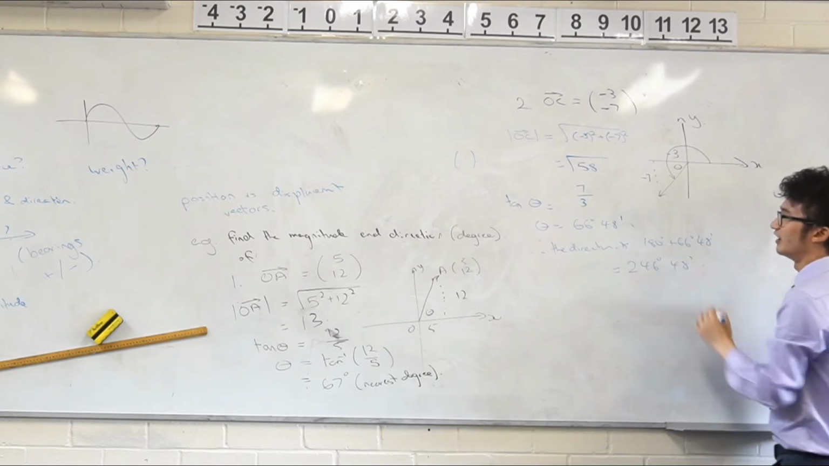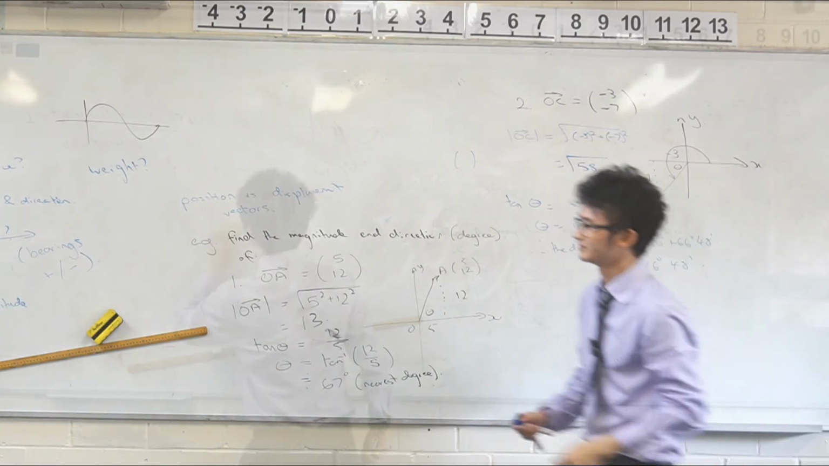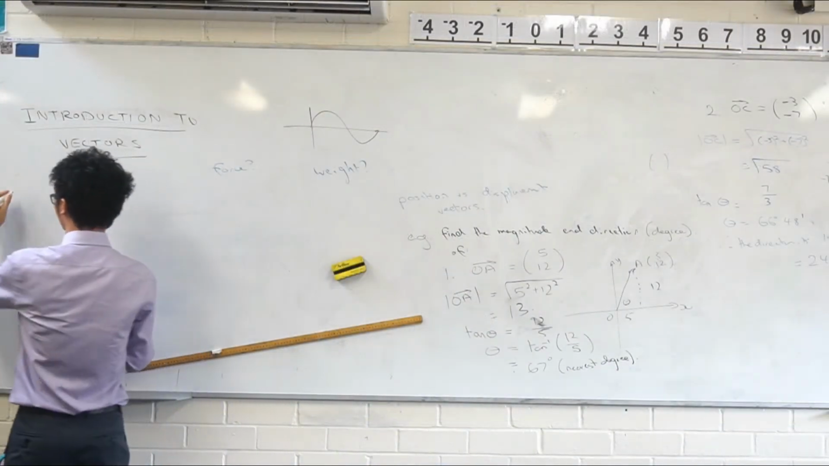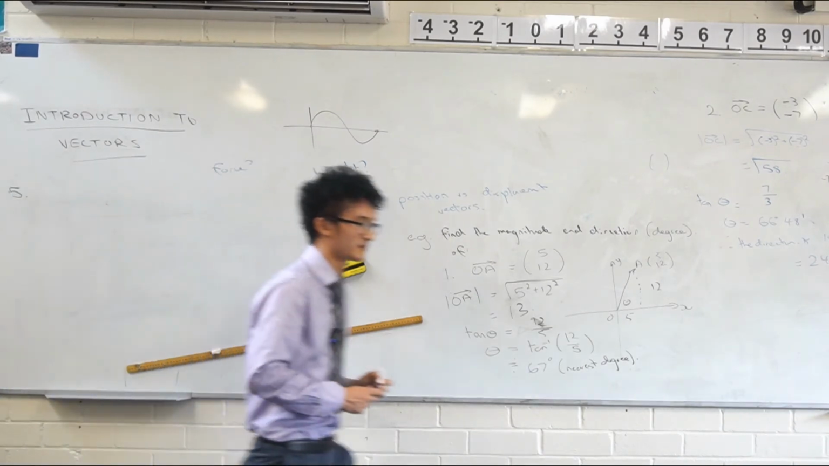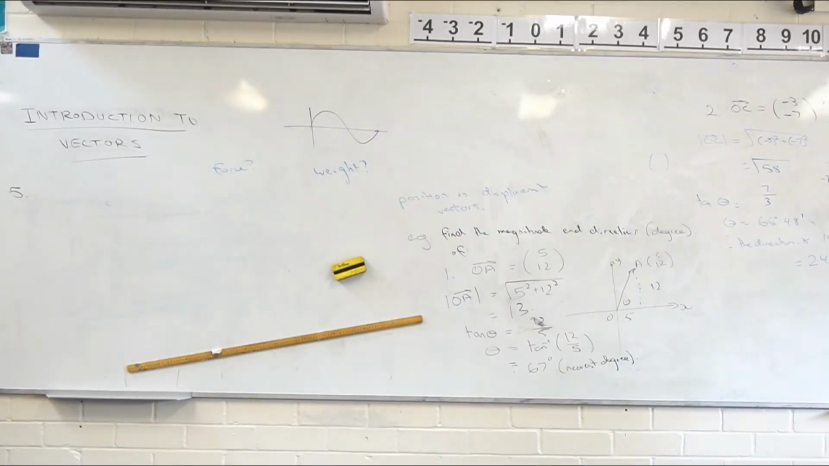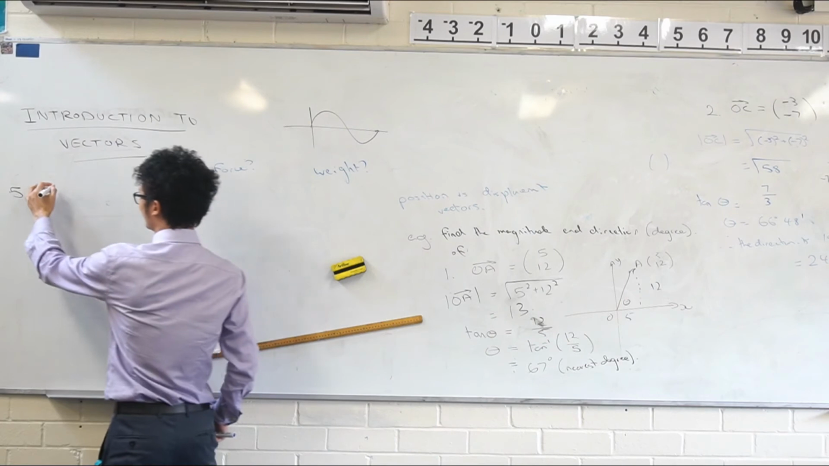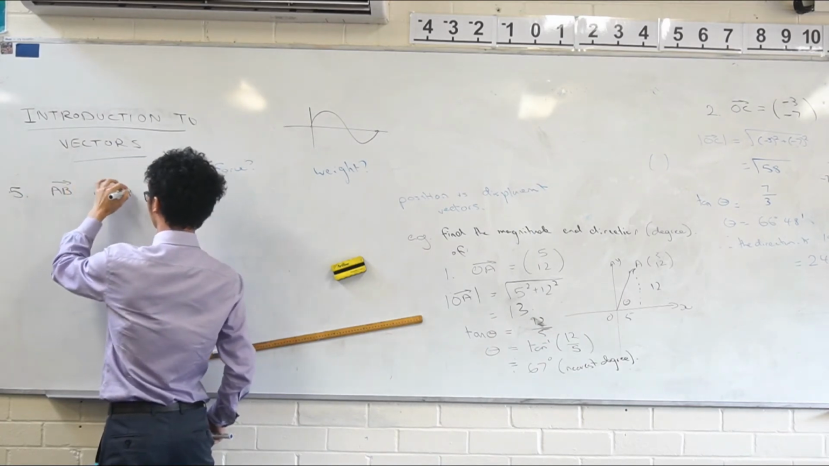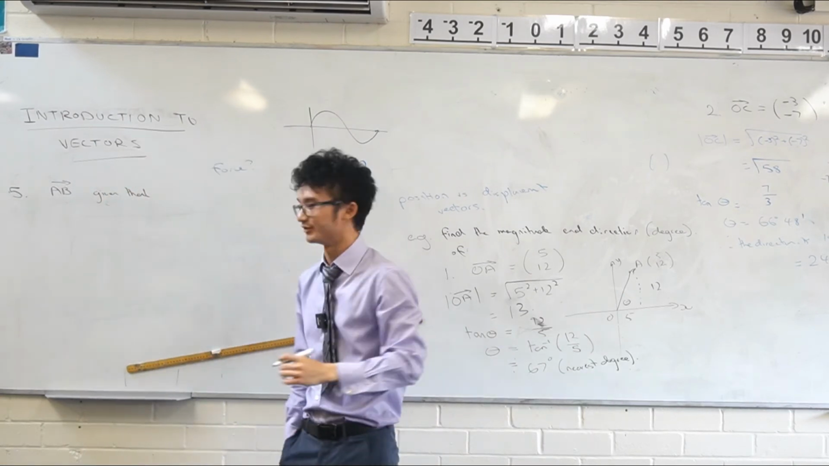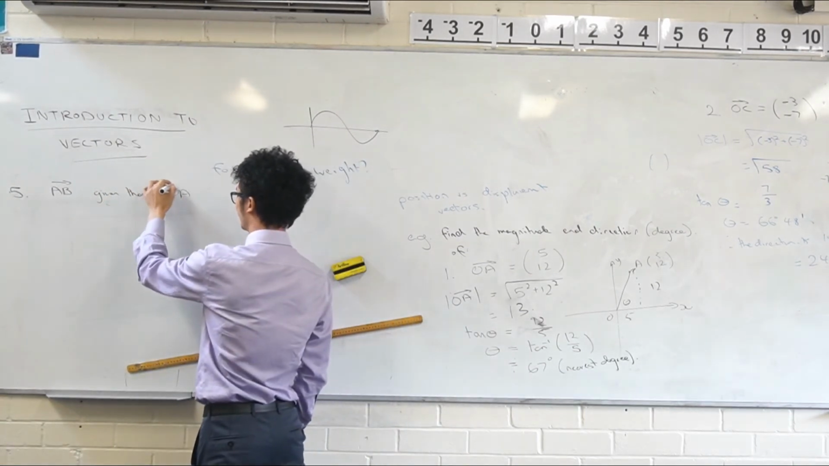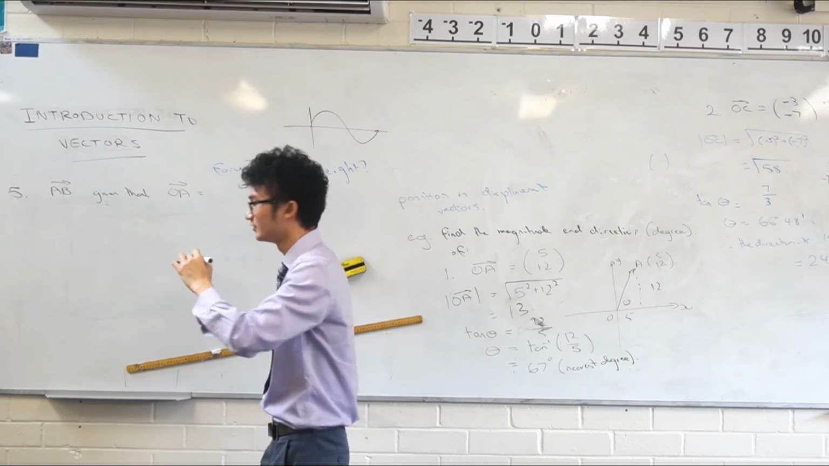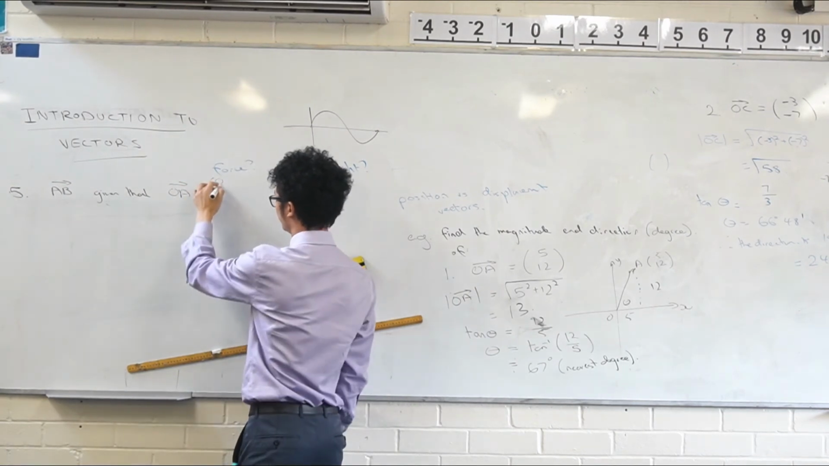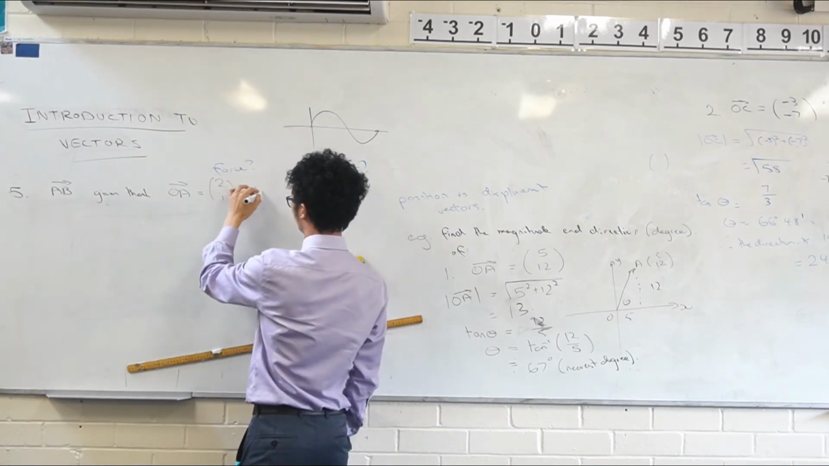Okay, question 5. You want to have a go at question 5? Firstly, what's different about question 5? It's not the origin. It's a displacement vector. Good, using that terminology. So we want to find the magnitude and direction of AB, given that, what do we have? OA and OB. OA was 2, 1. And OB was 5, 4.